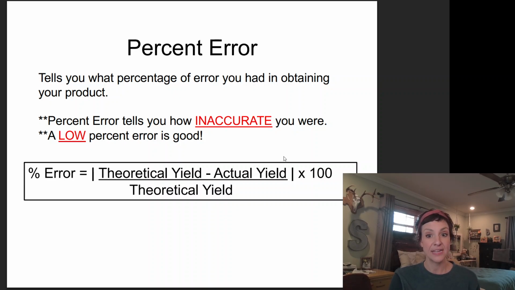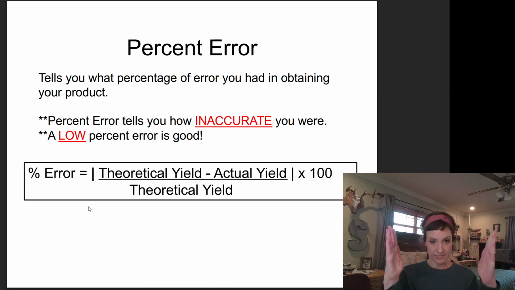Looking at this, the little bars on the outside are important. Those are absolute value bars. Whenever you have absolute value bars in an equation, it means that whatever the value is on the inside, be it positive or negative, you take the positive version of it. So you cannot get a negative percent error. That's a reminder that you're taking the positive version of that.